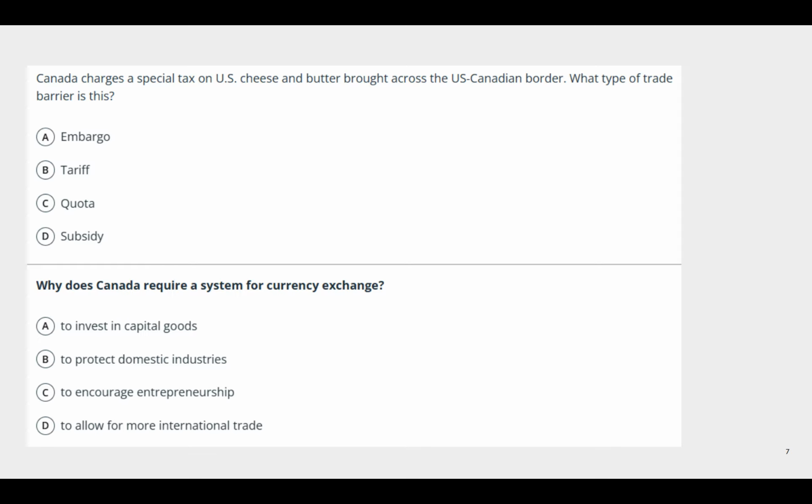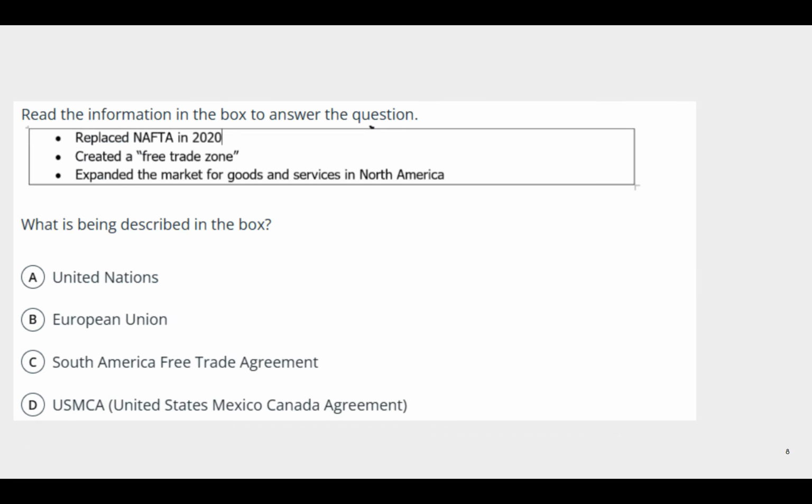So now let's see which one of these answers is talking about that. Let's start from D, to allow for more international trade. That would be the correct answer. Let's move on. Replaced NAFTA in 2020, created a free trade zone, expanded the market for goods and services in North America. When they're talking about replacing NAFTA, the North America Free Trade Agreement, they're talking about USMCA, the United States Mexico Canada Agreement, which is basically just the exact same thing.